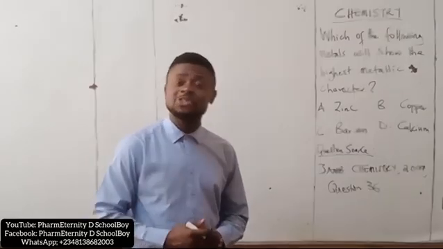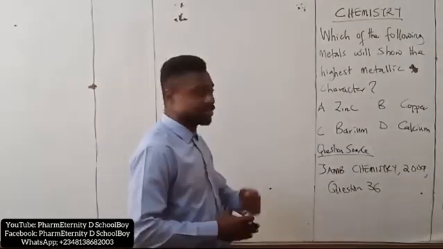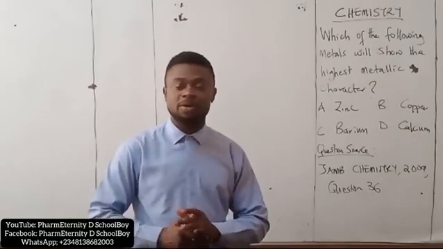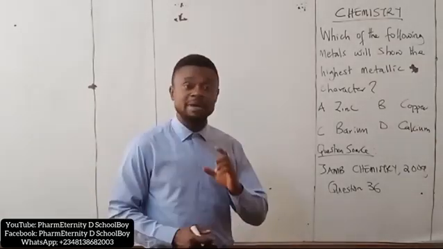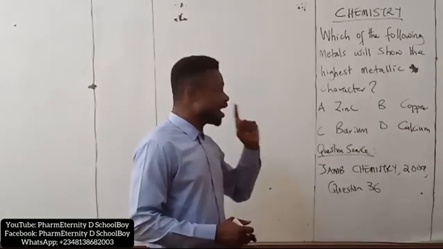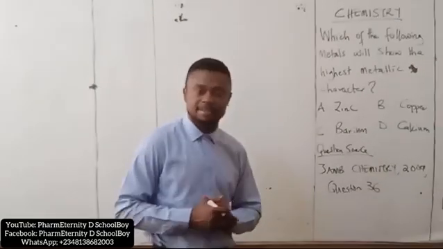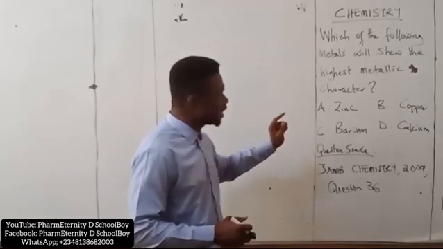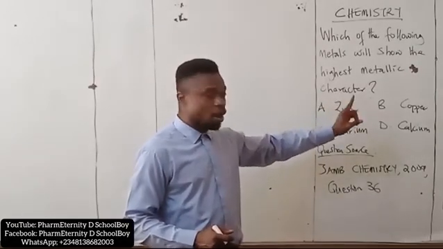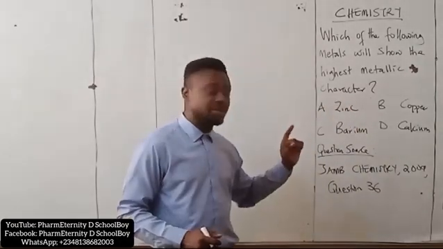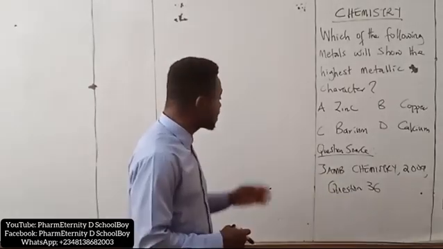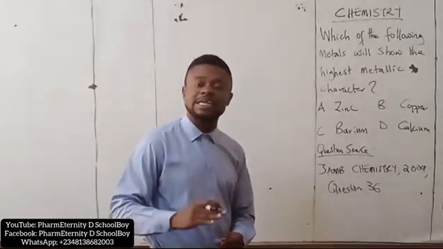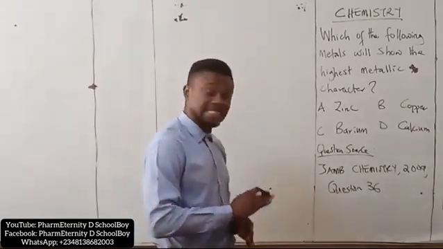Today we are going to take a look at chemistry and we have a question on the board. The question says, which of the following metals will show the highest metallic character? Option A, zinc. B, copper. C, barium. D, calcium. The question source is JAMB Chemistry 2009, question 36.